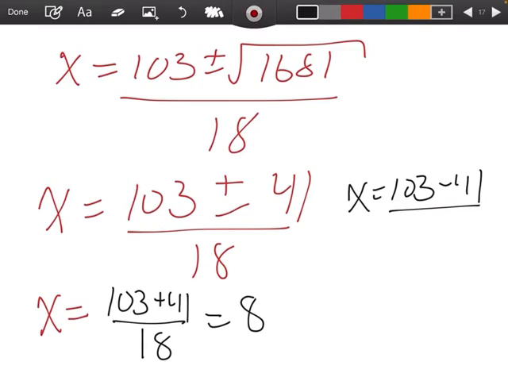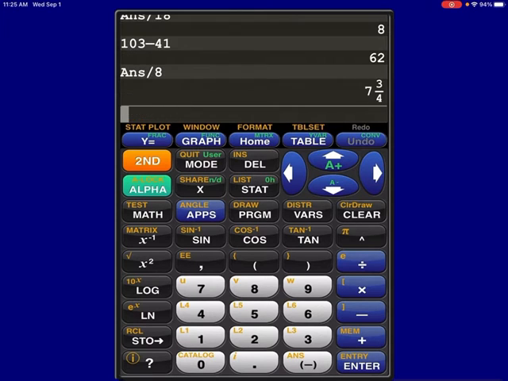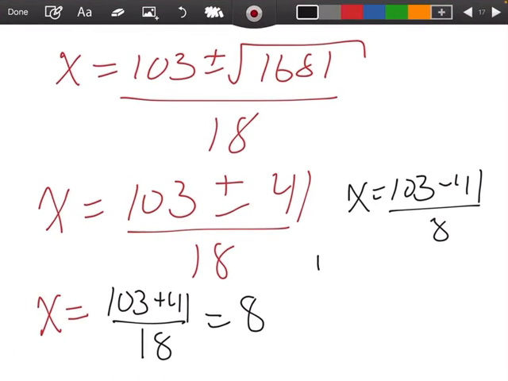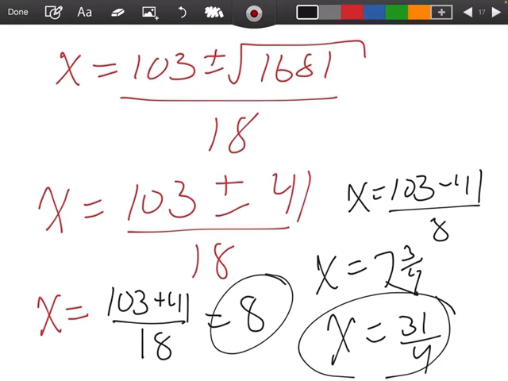Okay, so let's see. 103 minus 41. Divide that by 18. Doesn't go in nice and neat. 7 3/4. It's okay. We can fix that, right? We go to 7 3 over 4, which is, let's see, 4 times 7 is 28, plus 3 more, 31. 31 over 4. Okay, so we've got two answers. x equals 8, x equals 31 over 4.